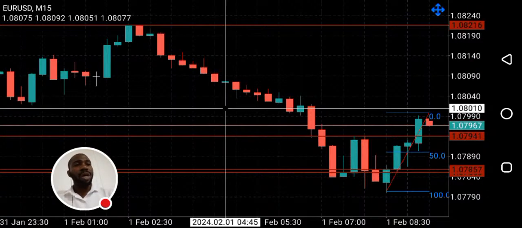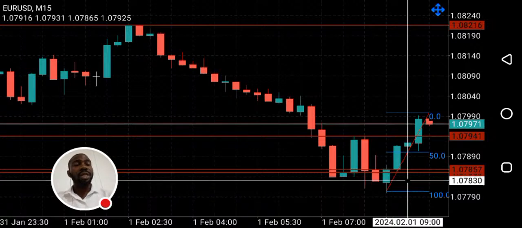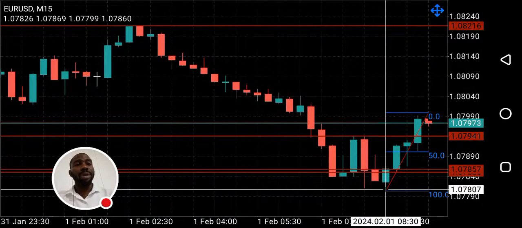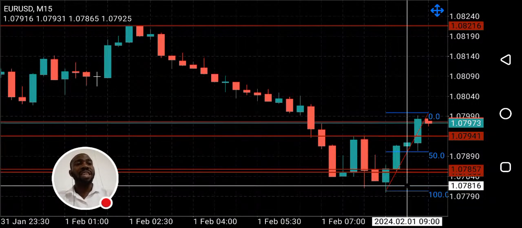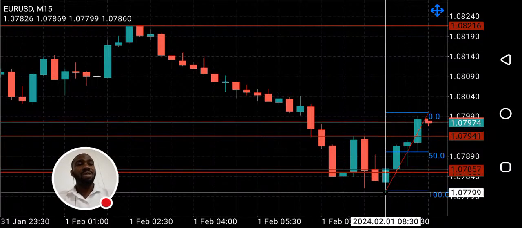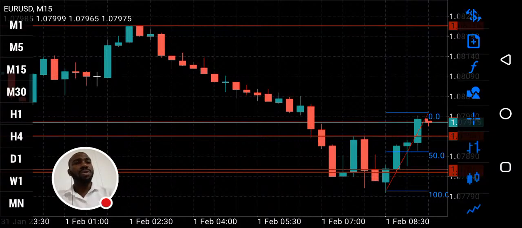So you could wait for price to pull back. If you don't want to wait, just ensure that your stop loss is 10 pips below this level. If price breaks the low of this candle, then you should know that the trend has changed from bullish to bearish, so you should be out of the trade. Take that small loss and wait for the next opportunity. I hope that is clear. Euro USD. Which other pair do you want us to analyze?